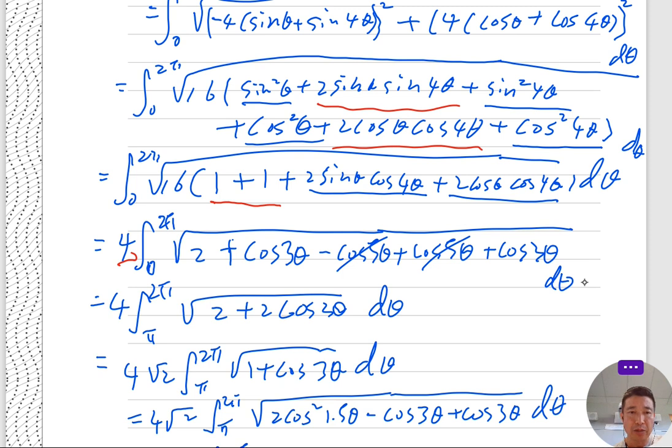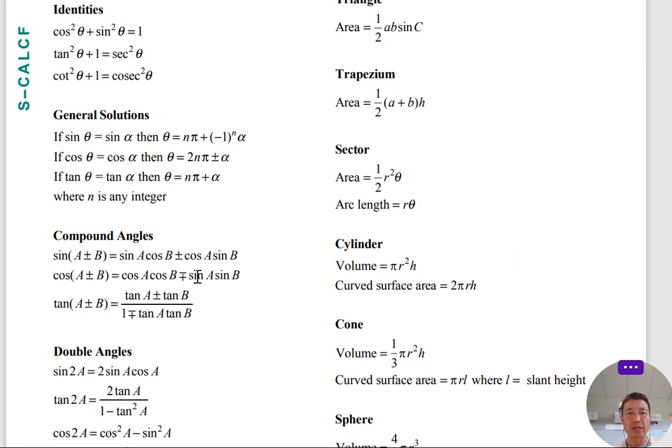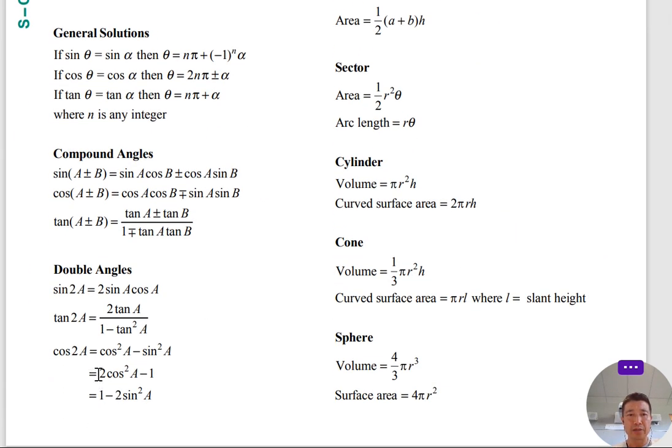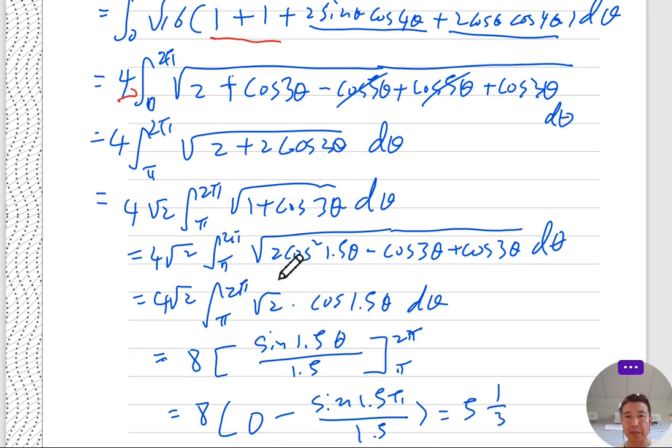So I can factorize by square root of 2. Then finally I got square root of 1 plus cosine 3 theta. That was a bit challenging there, but finally I figured it out. So I used this over here, right? So I say A is 1.5 theta. So then 1 is equivalent to 2 cosine squared of 1.5 theta minus cosine 3 theta, to get rid of cosine 3 theta.